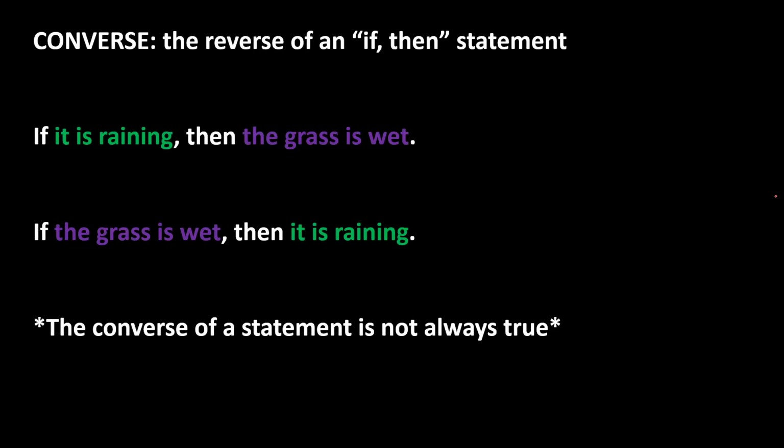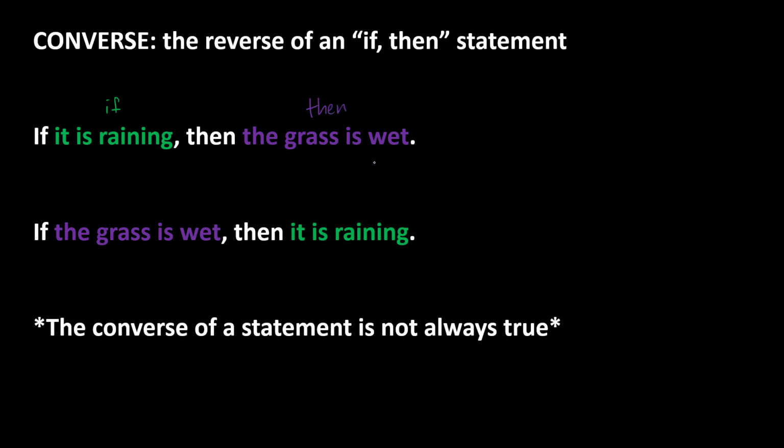So, getting into mathematical converses. A converse is the reverse of an if-then statement. So, here's an example. If it is raining, remember this is the if portion, if it is raining, then the grass is wet. So, the if portion is it's raining. The then portion is the grass is wet.